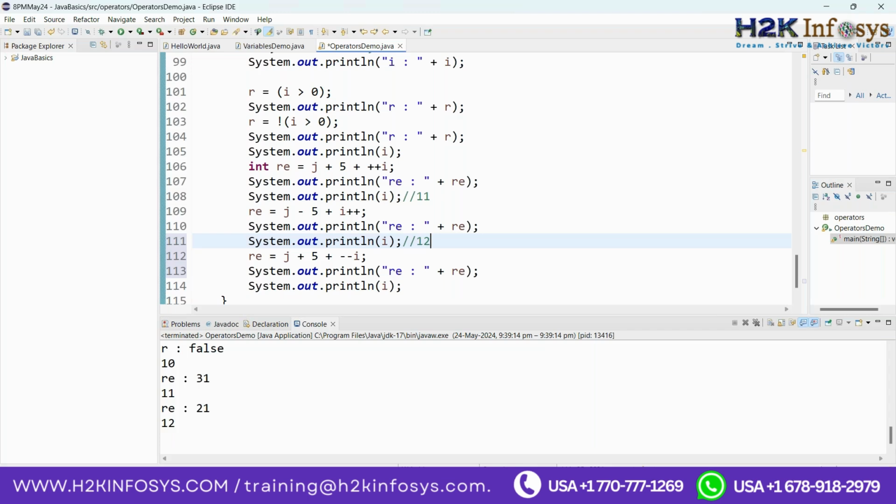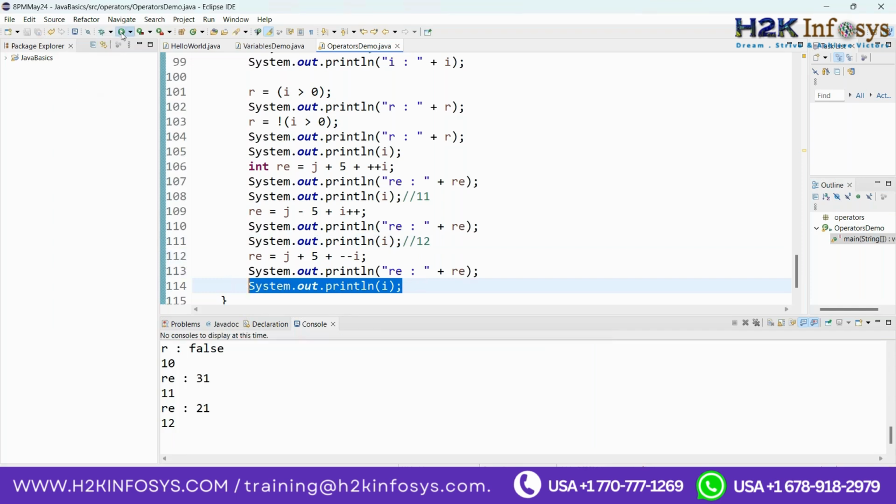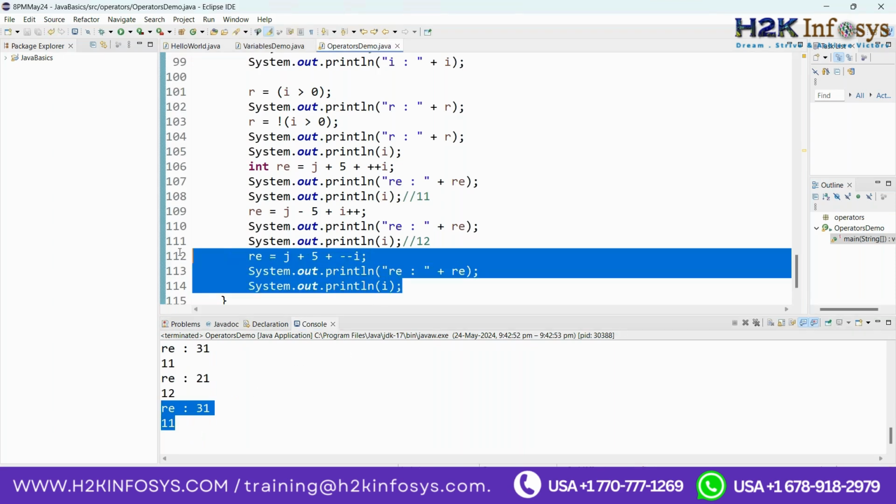It's actually 15 plus 5, 20, and 20 plus 11, because minus I is there. 12 minus 1 will be applied. So 20 plus 11 will be 31, and I will be minus 1 from 12, so it will be 11. Correct? 31, 11. Similarly, you can do the same for post also.